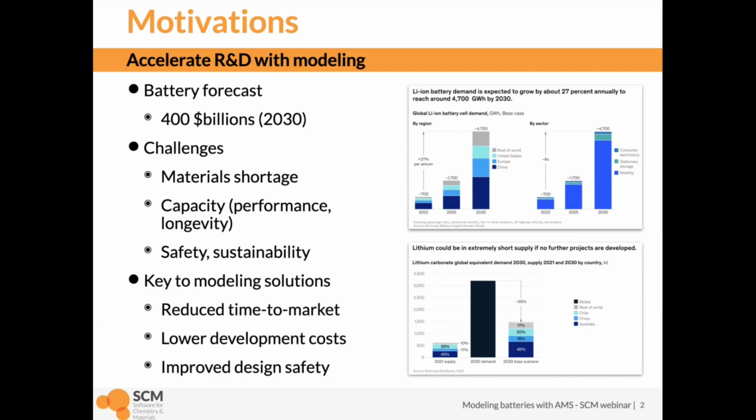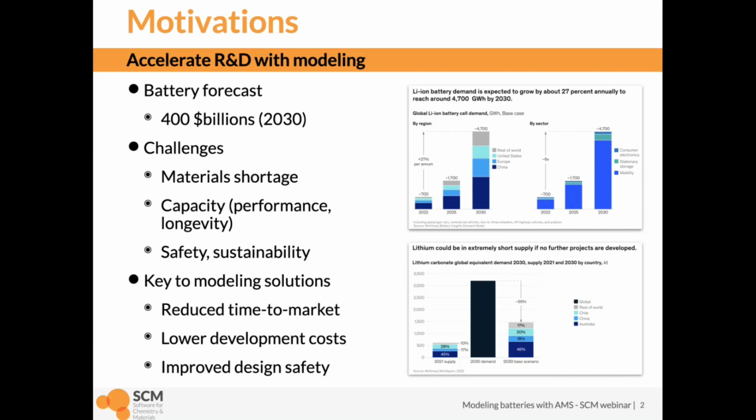So we want batteries to perform better, longer, to charge faster, and also at the same time to be more sustainable. All of this requires effort in research and development, and there is no doubt here that modeling and simulation can help accelerate bringing those products to the market, but also of course lower the cost.